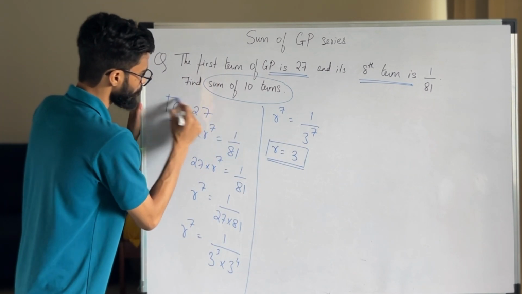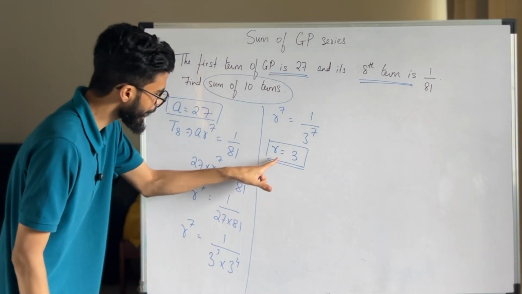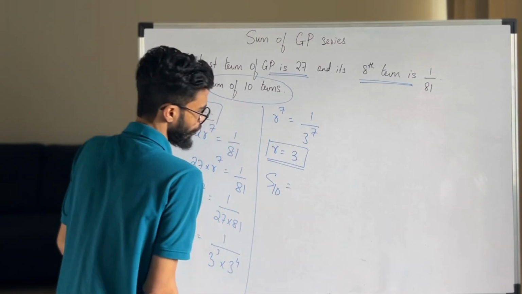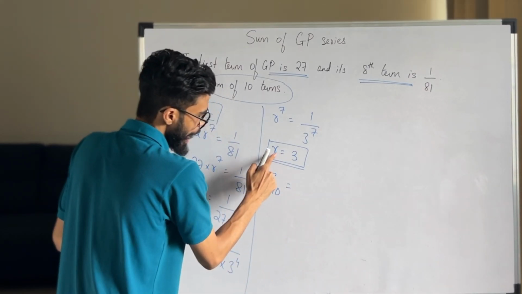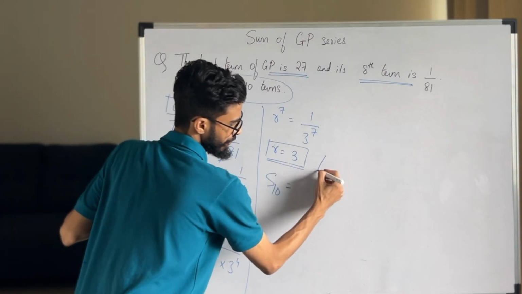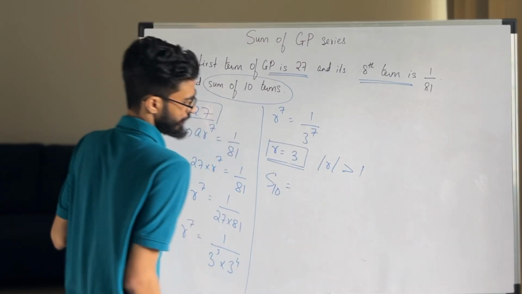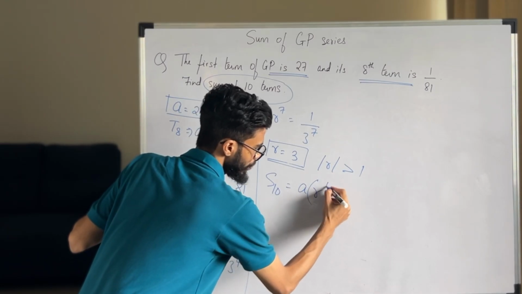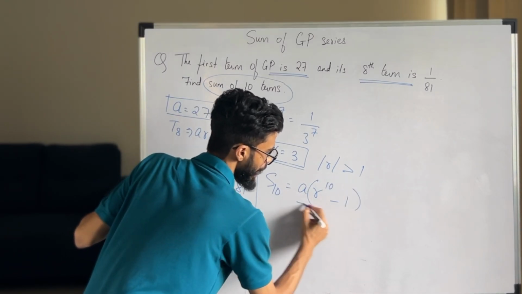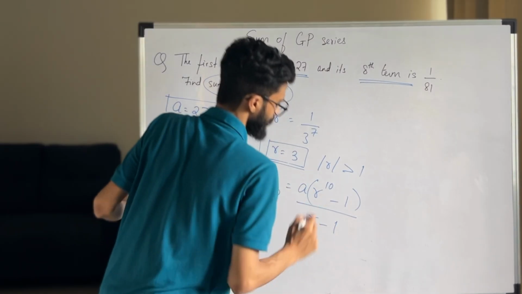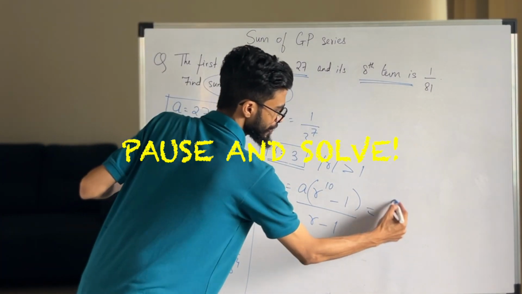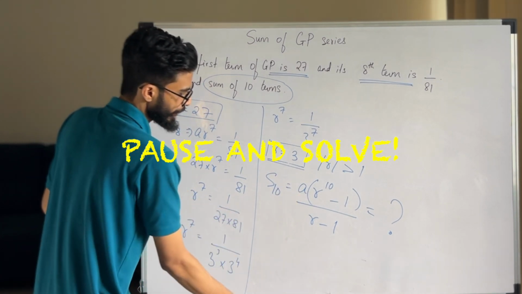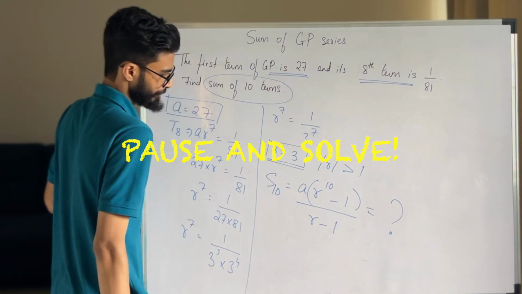Now I have my first term, I have my common ratio. Can I find S10 by this formula? And my absolute value of r here will be less than 1. So I will apply A into 1 minus r raised to 10 upon 1 minus r. Please solve this question further by putting value of A as 27, putting value of r as 1 by 3.